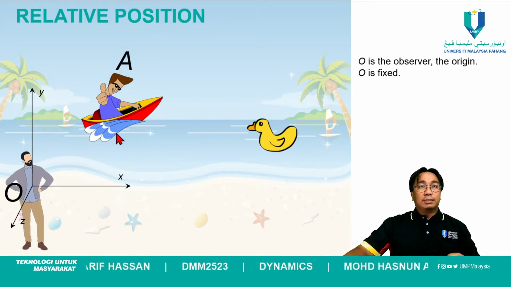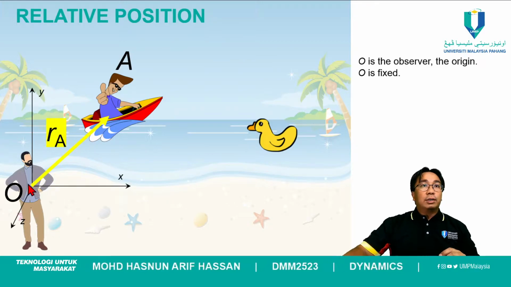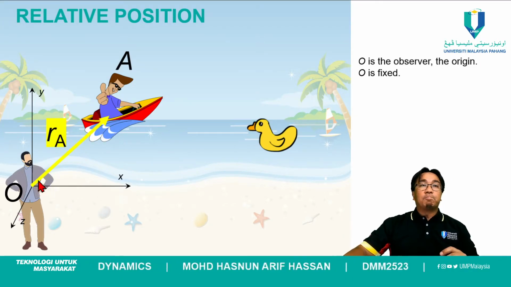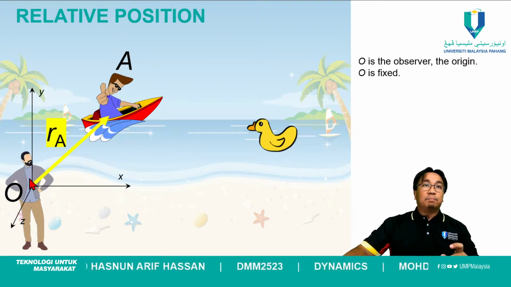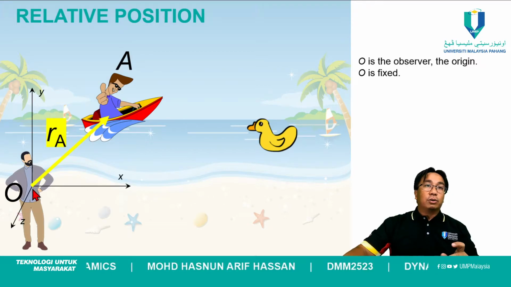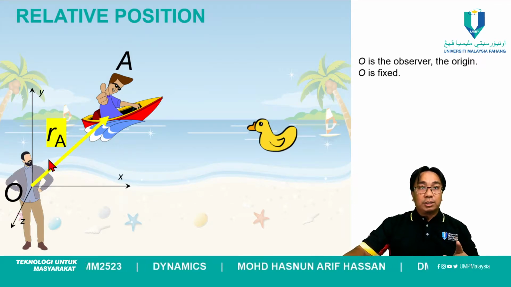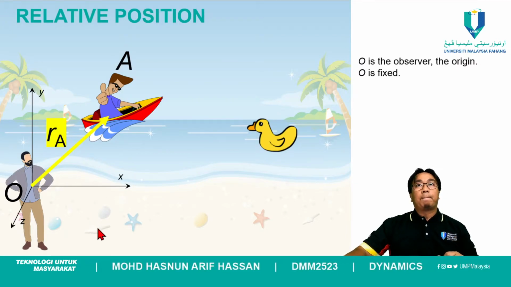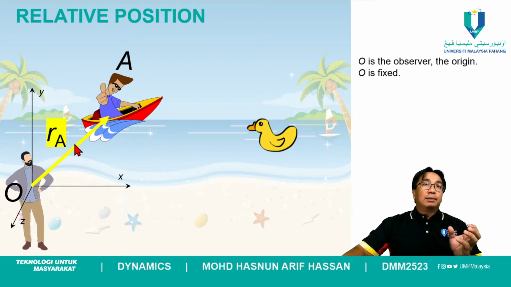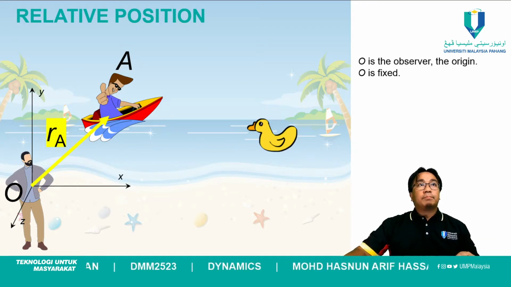Let's call this man on a boat as point A. Okay, point A. Therefore, we can draw a position vector. Okay, position of A with respect to O. Okay, O is a fixed point. RA is the position vector of A, of the man on a boat, with respect to the man standing on the shore. This is a fixed point. So RA ni, is this an absolute position or is this a relative position? Based on the definition yang saya bagi tahu tadi, RA di sini, adakah ia relative position atau dia ialah absolute position? Which one?